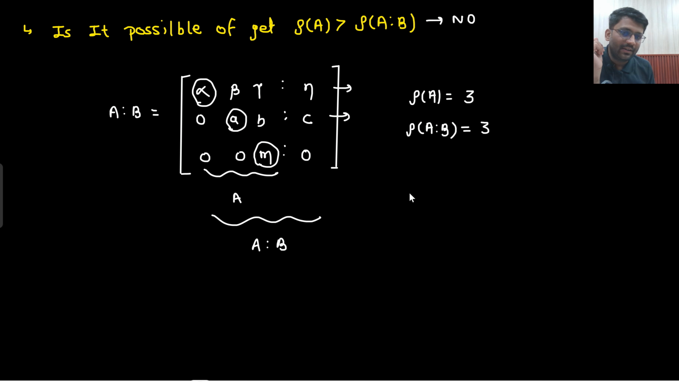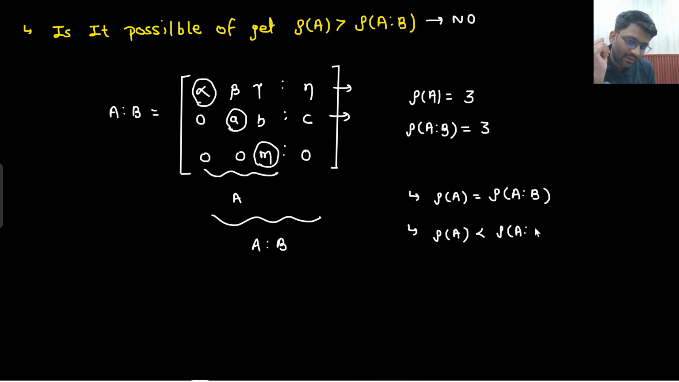What all conditions can you get? First condition is that rank of A equals rank of A augmented B. This is what we can get. Or the second condition is that rank of A is less than rank of A augmented B. Only these two conditions we can get. Can we ever get the condition that rank of A is greater than rank of A augmented B? This is never possible.